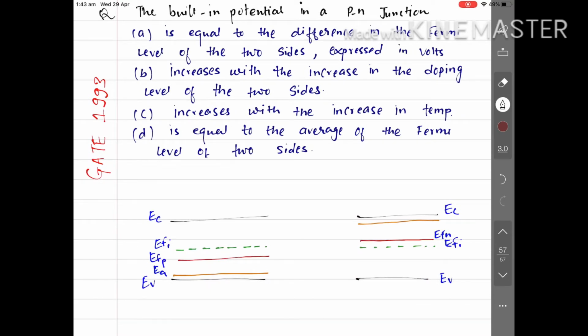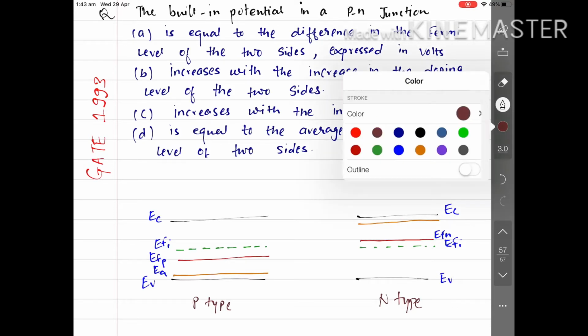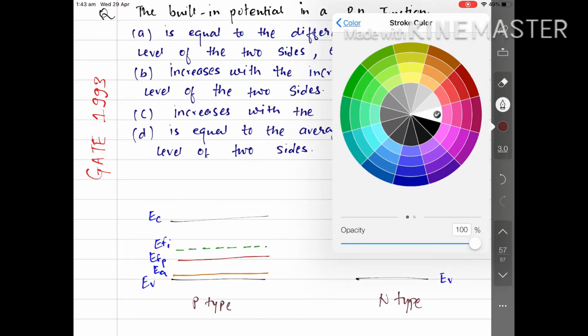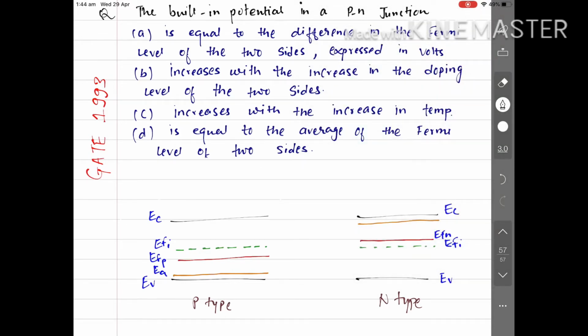So this is the n-type material, and this is the p-type material. I'm going to shift the energy level of the p-type material so that I align the Fermi level of the p-type material to the Fermi level of the n-type material. So this is the p-type material.